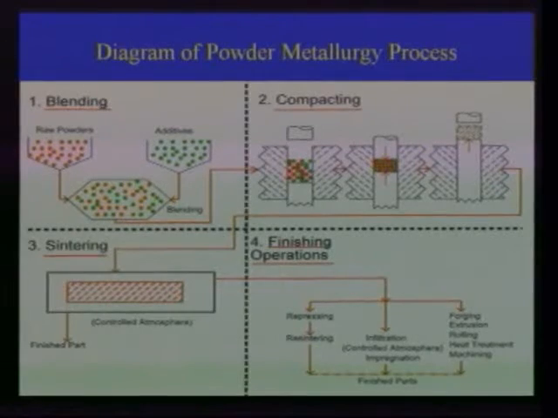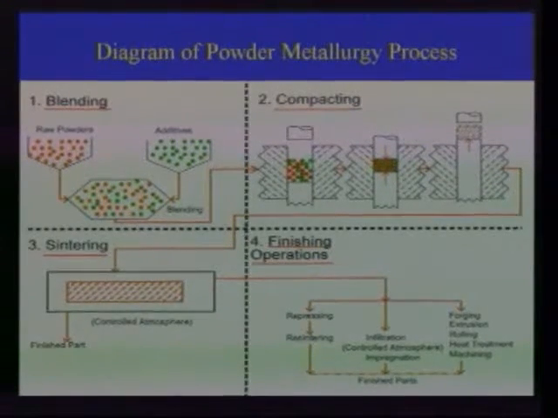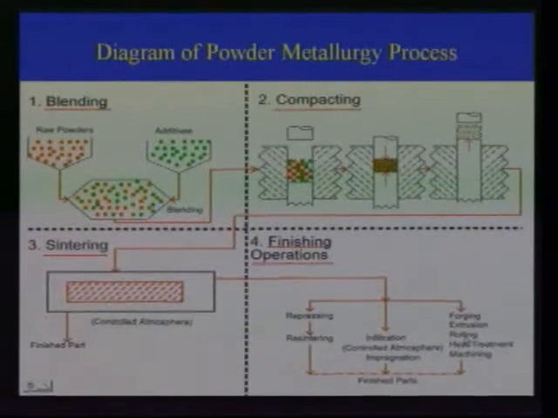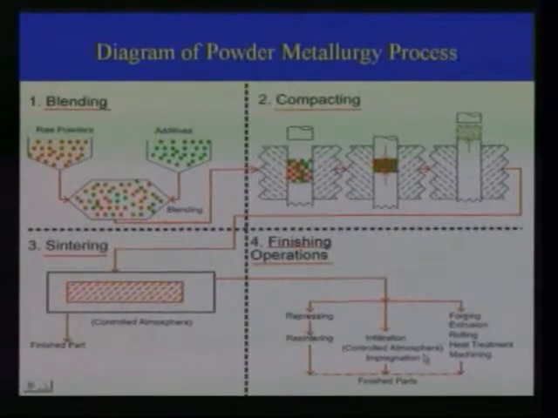Generally, the sintering temperature is less than the melting temperature of the raw metal powders. After sintering, finishing operations are to be carried out. Finishing operations are also called supplemental operations. These supplemental operations include repressing, resintering, infiltration, forging, extrusion, rolling, heat treatment and machining. Now the component is ready for real life application.